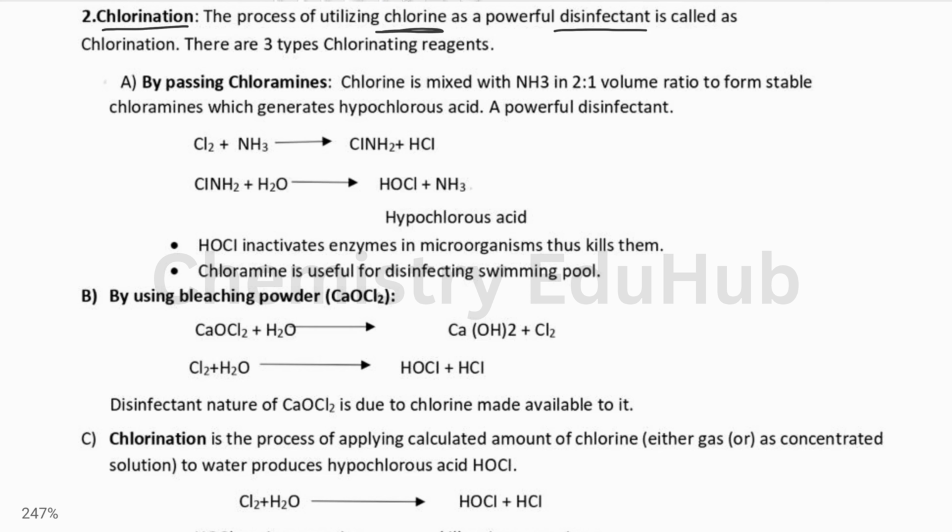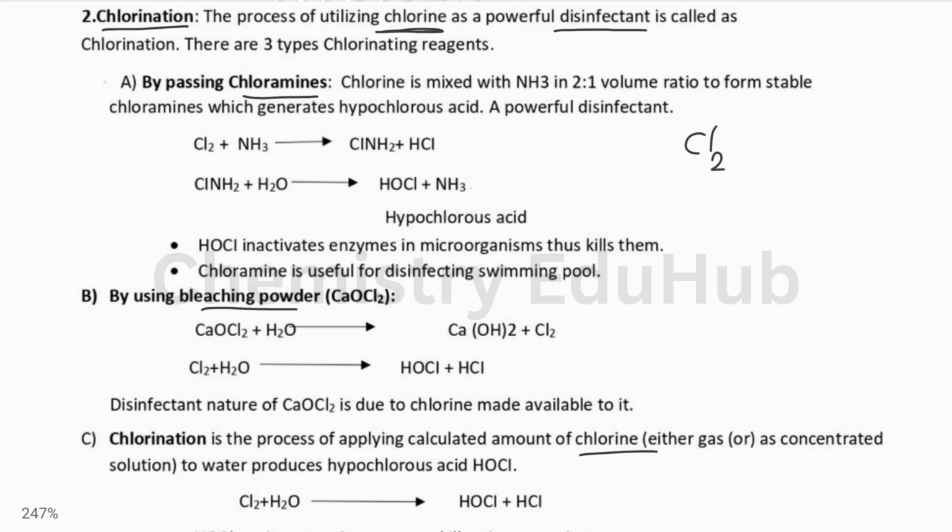So we can do the chlorination by using 3 different chemicals. One is chloramines, the second is bleaching powder, the third is chlorine directly as either a gas or some concentrated solution. So the first process is by using or passing chloramines. Now what are chloramines?